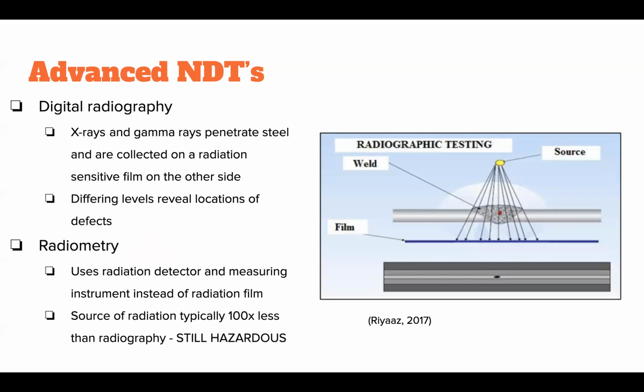Radiographic testing is another popular advanced NDT, and digital radiography, as pictured in the photo to the right, uses X-rays and gamma rays to penetrate the steel. A sensitive film collects the levels of radiation on the other side of the material, and the differing levels indicate locations of defects. Similar to digital radiography is radiometry, which replaces the radiation film with a radiation detector and measuring instrument. While this can be deemed safer than its sister NDT radiography, because its source of radiation is typically 100 times less, it's still hazardous.